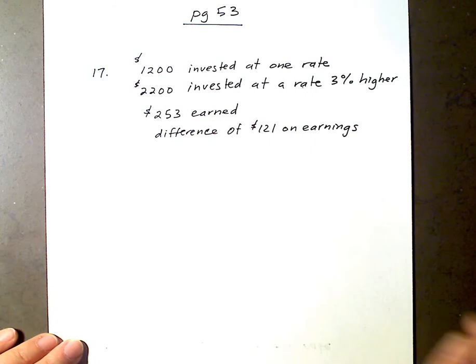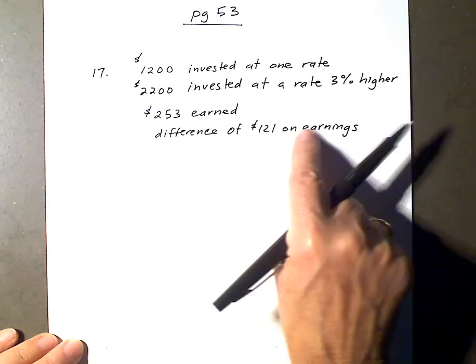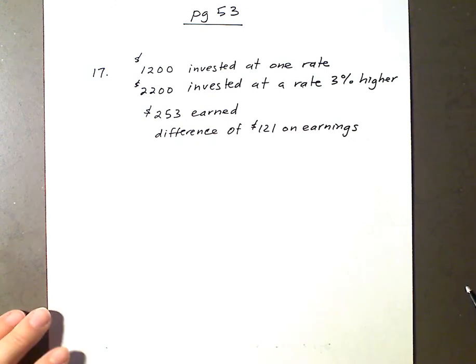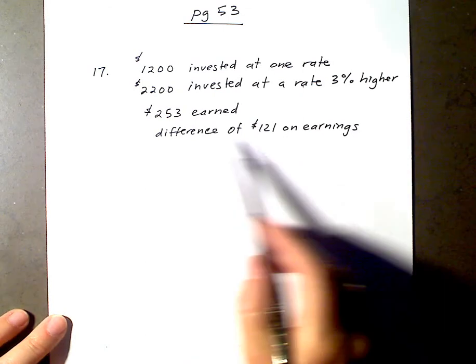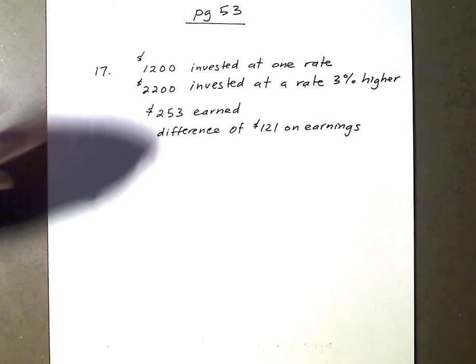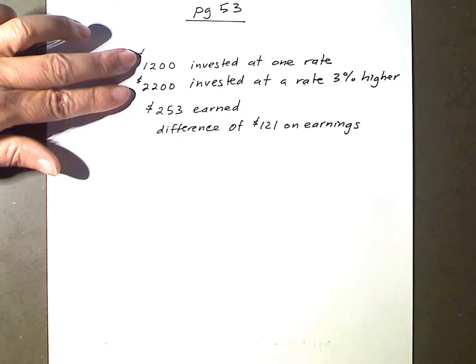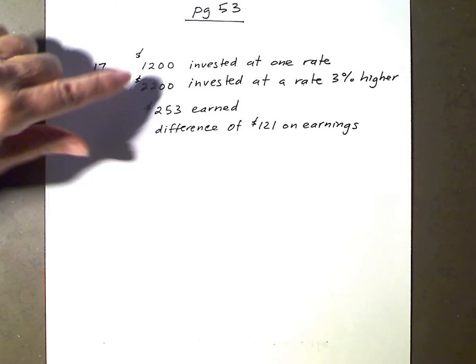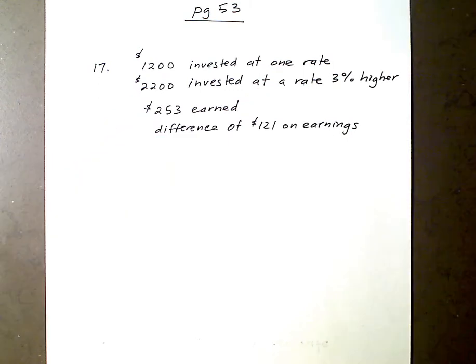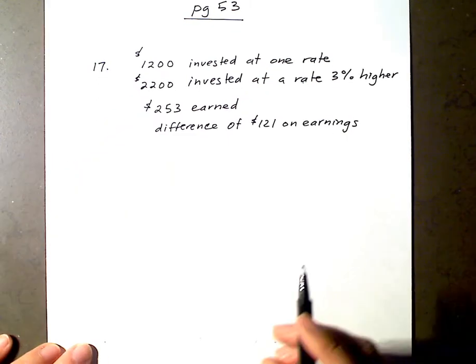We're also told there's a difference of $121 on the earnings. So actually, we can do this with one equation. We've got kind of too much information here. We don't really need to know about the difference. We can write an equation about how much was earned. We can take the sum of these two investments, the amount invested times the interest rate, and that should equal the $253.